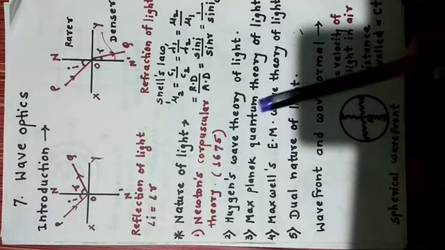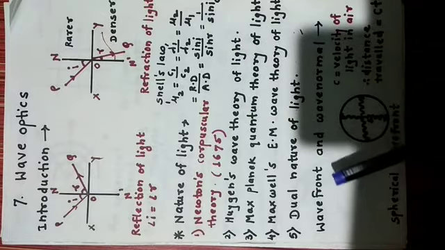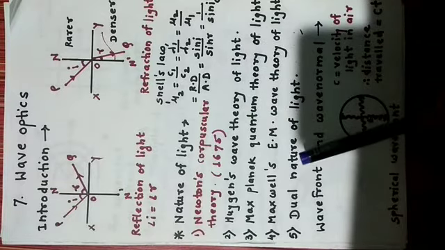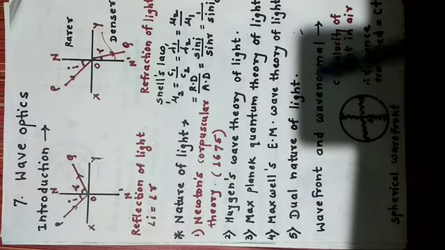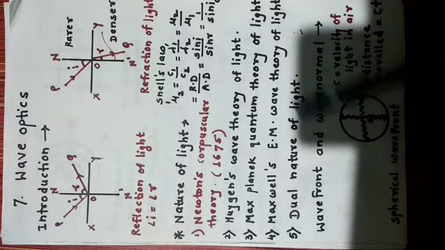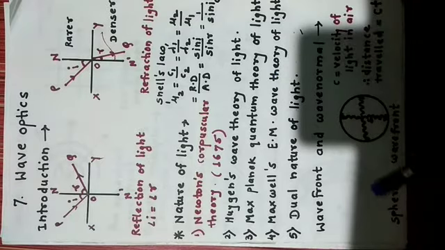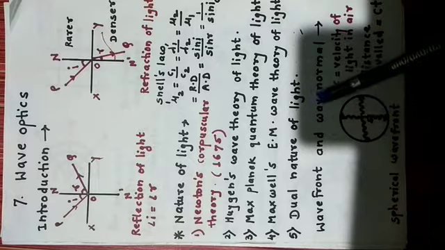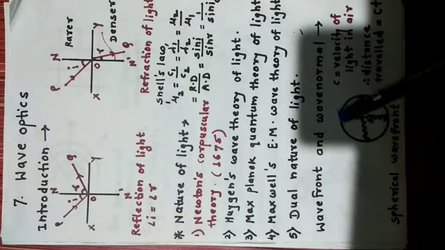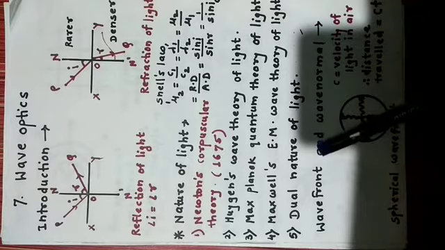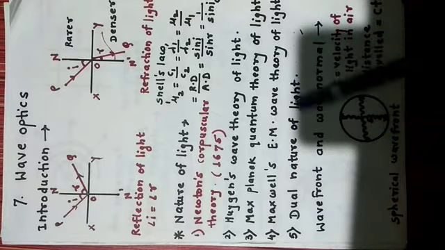Okay, these are the assumptions of Newton's corpuscular theory, but it was discarded because it suffered from a number of drawbacks. Newton predicted that the speed of light in a rarer medium like air is less than the speed of light in a denser medium. But nowadays we know that the speed of light in a rarer medium is greater than in a denser medium, and this is the most important drawback of Newton's corpuscular theory.